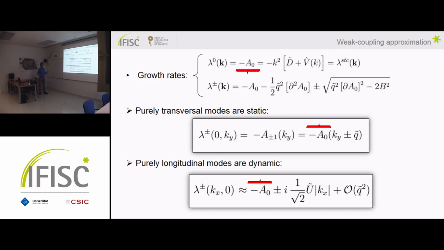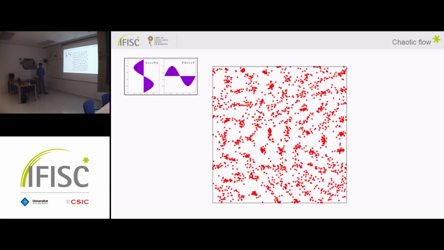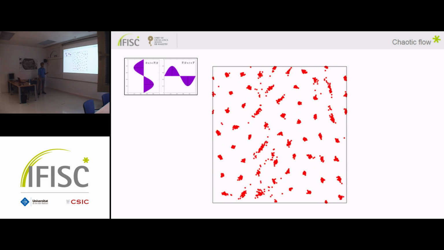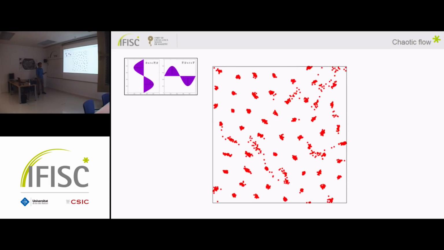So after we understand what happens in the system, let me briefly discuss what happens when we apply the full alternating chaotic flow to the dynamics of the particles. That's just some brief notes.